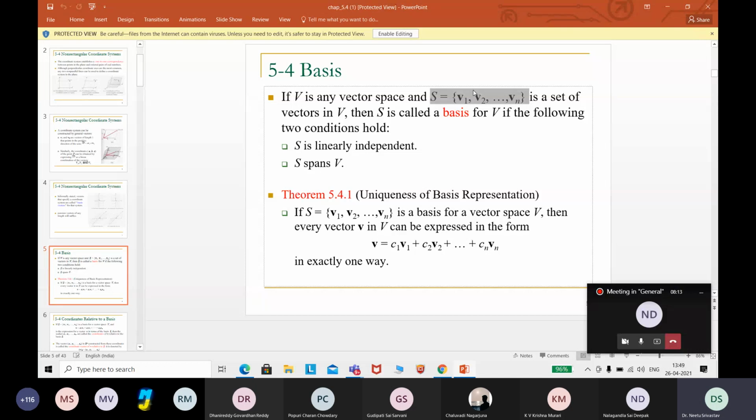The other condition is spanning. For spanning, S spans V. If you have one set which spans another set, it means that every element in V can be written as a linear combination of elements which are there in S. That is what we mathematically represent for a spanning set. So both the conditions we will see, geometrically and mathematically.